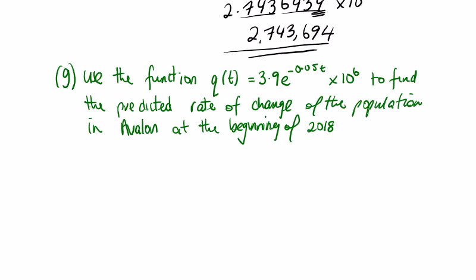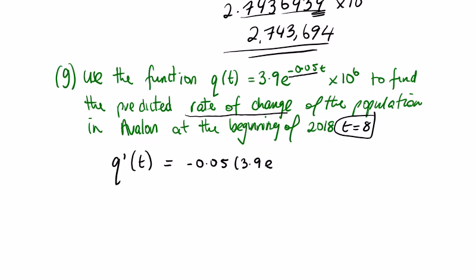Part G, we have to use the function q of t is equal to 3.9 e to the power of minus 0.05t by 10 to the power 6 to find the predicted rate of change, with this differentiation, of the population in Avalon at the beginning of 2018. Okay, so q prime t when t is equal to 8. Q prime t is equal to, so rather than 1 over a, it's a e to the power of at, so it's going to be minus 0.05 multiplied by 3.9 e to the power of minus 0.05t by 10 to the power 6.